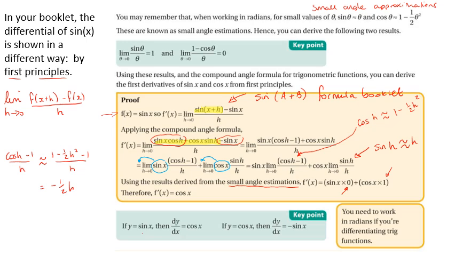The other bit on this key point at the bottom is that if you differentiate cos x, you get minus sine x. You can prove that in the same way. If you wanted to do the proof that cos becomes minus sine, you could go through this exact same proof, following all exactly the same steps, same method, but you're just starting with cos instead of sine. Then you should end up with an answer of minus sine of x.